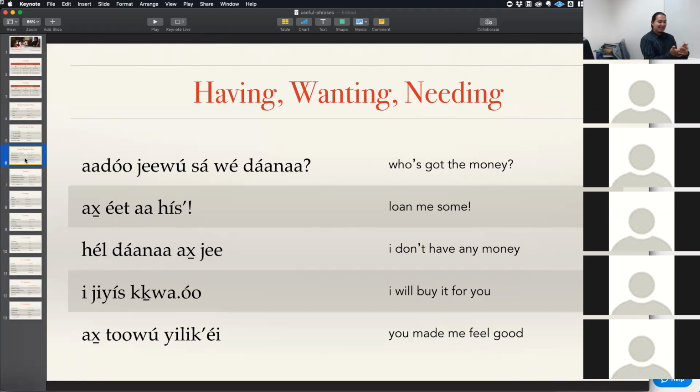And then there's some other things that sometimes you want to be able to say. Ach eat his. So his is the verb root to borrow, right? Loan me some money. Borrow me some money. Right? And then, of course, Heshtana achji.